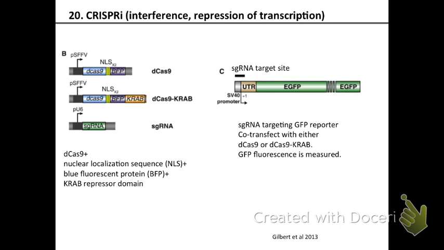So next, what you do is express your sgRNA with one of these proteins, and that is going to target the promoter. They made the sgRNA against the promoter site of the reporter gene. Then they co-transfected it with either dCas9 blue fluorescent protein or dCas9 blue fluorescent protein followed by KRAB. And then they measured the GFP.